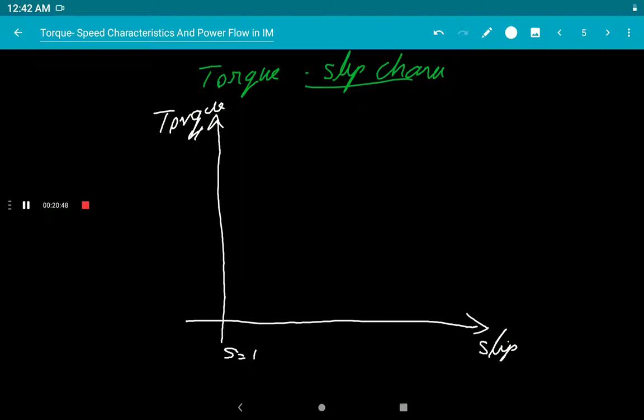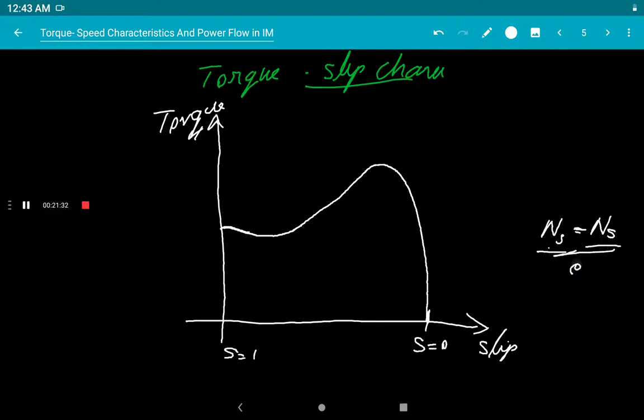So when S is equal to 1, we know that the torque characteristic is similar to the torque speed characteristics. So at S is equal to 1 here, and at this point, at the synchronous speed, what is slip? S is equal to 0, because at the synchronous speed, the motor is also running at the synchronous speed. That means when it reaches this point, both speeds become the same. So NS minus N becomes 0. So at this point, slip is equal to 0. Okay. So the curve will be like this. We can represent it as a torque slip curve also.